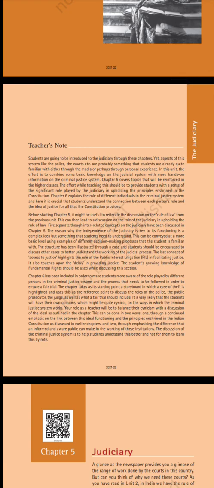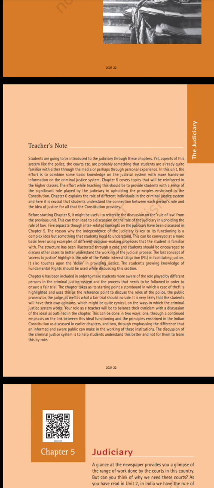Chapter 5 covers topics that will be reinforced in the higher classes. The effort while teaching this should be to provide students with a sense of the significant role played by the judiciary in upholding the principles enshrined in the Constitution. Chapter 6 explains the role of different individuals in the criminal justice system, and here it is crucial that students understand the connection between each person's role and the idea of justice for all that the Constitution provides.